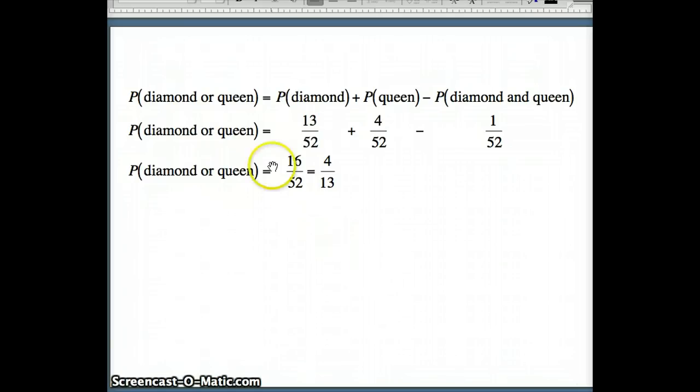So our rule will be probability of diamond or queen equals probability of diamond plus the probability of queen minus the overlap. There is an overlap here. These sets are not mutually exclusive, so I must consider the and part of the problem. Diamond 13 out of 52, queen 4 out of 52, minus the overlap, minus 1 out of 52. And you can see we get 17 minus 1, 16 out of 52, which reduces to 4 thirteenths.